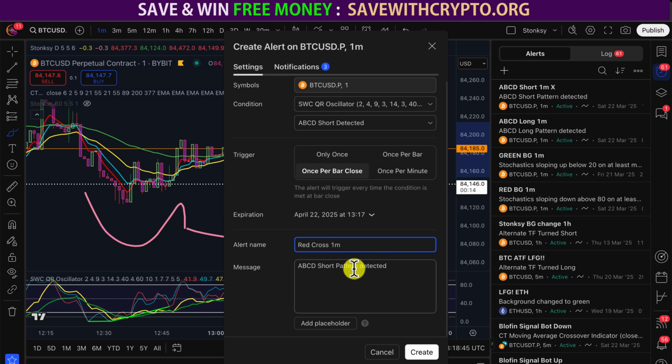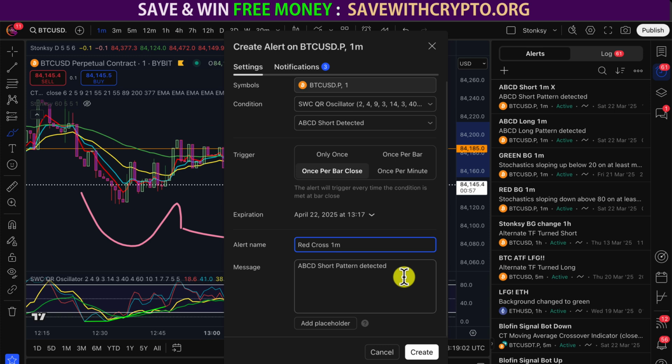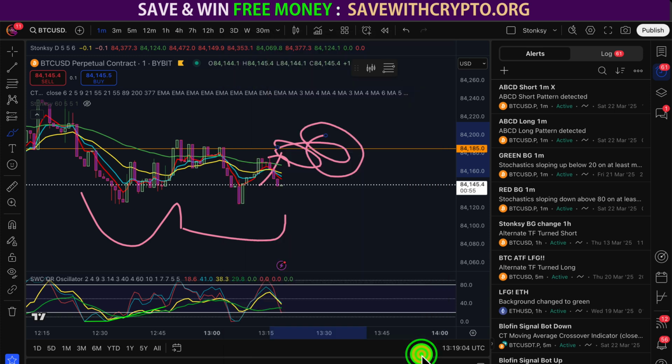I am intending to change the actual message from the alerts, because I think "ABCD short pattern detected" doesn't necessarily mean, in my head, a red cross. I might actually make that something a bit more friendly, but for now I just want to make sure it's all working properly. But that's how you set up the alerts anyway.